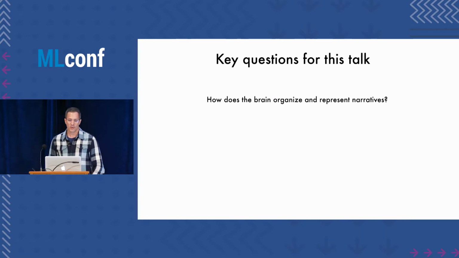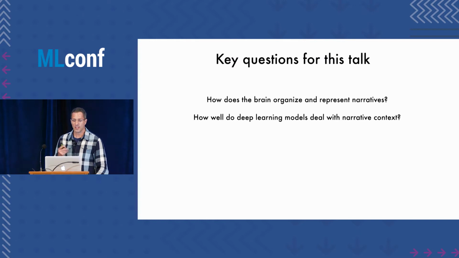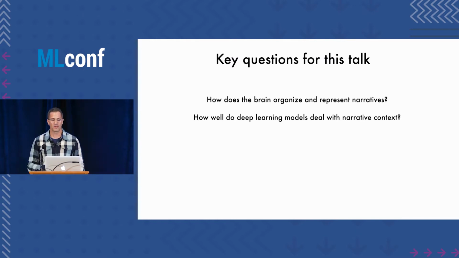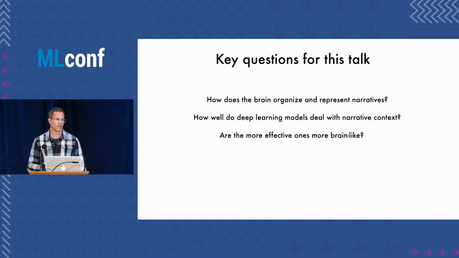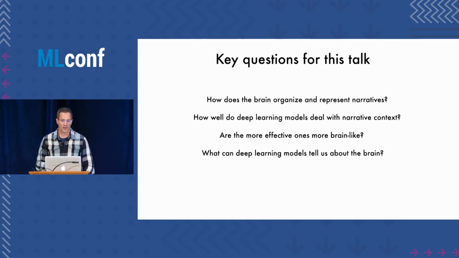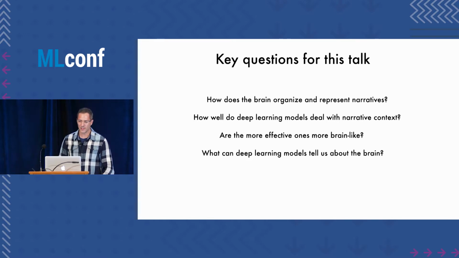And so the key questions I want to ask are: how does the brain organize and represent narratives? How well do deep learning models deal with narrative context today, the state-of-the-art models? And are the ones that are doing well more brain-like? I think that's the new part of the question. And then, of course, we want to turn these models back on the brain and see if they can help us inform better about the brain.